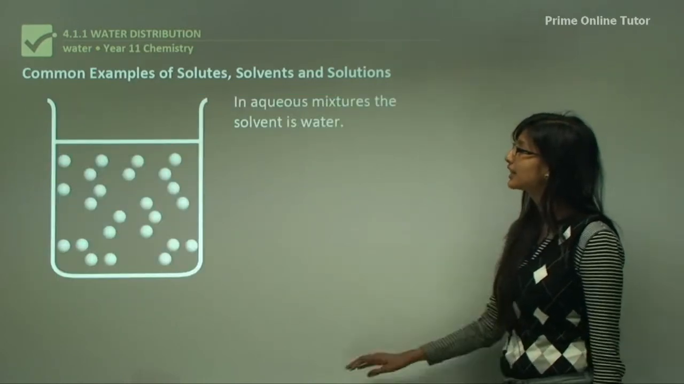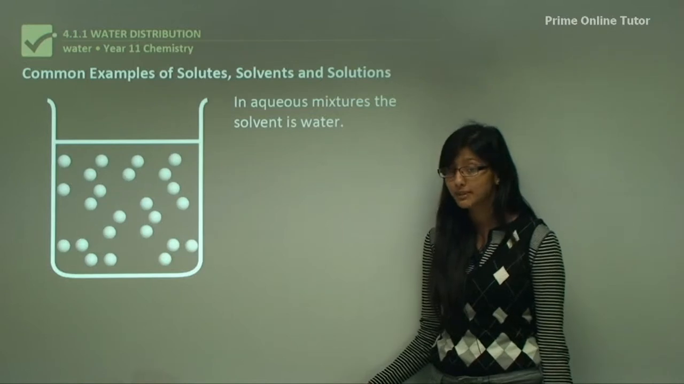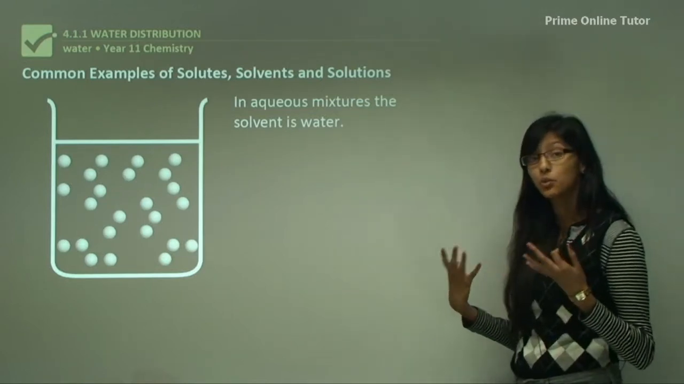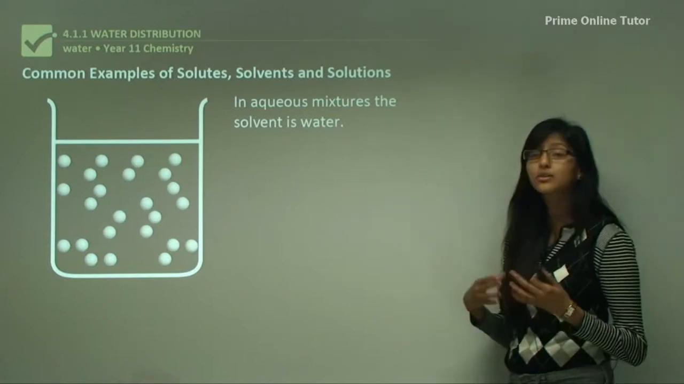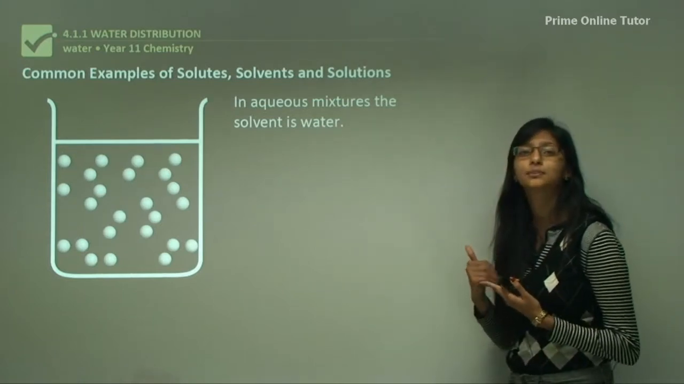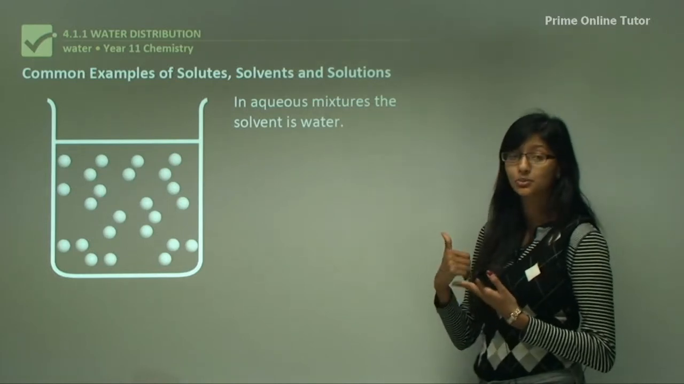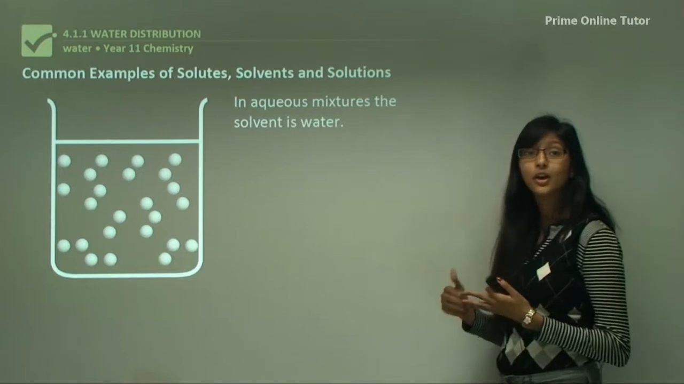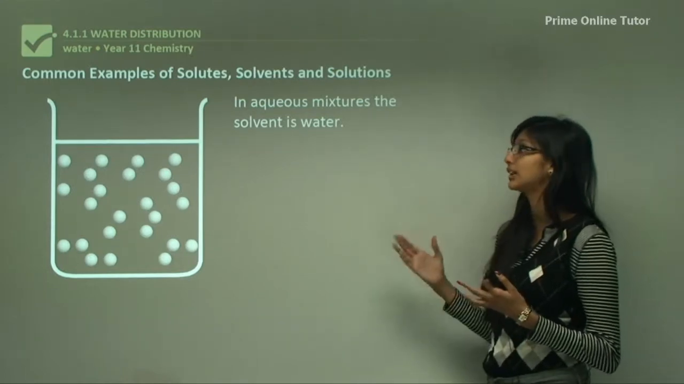Now let's look at what aqueous mixtures mean. Aqueous mixtures always refer to when water is our solvent. So when you refer to aqueous mixtures, the only solvent that is possible is water. Ethanol cannot be a solvent in an aqueous mixture. Only water can be a solvent in an aqueous mixture.